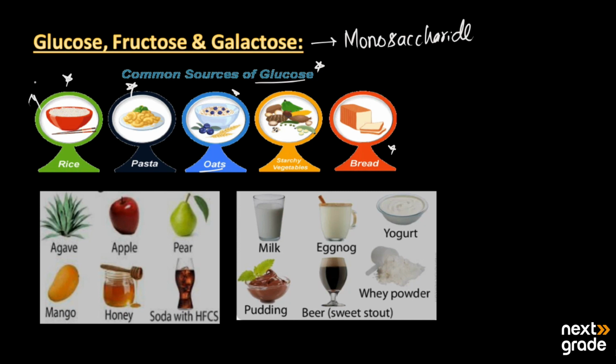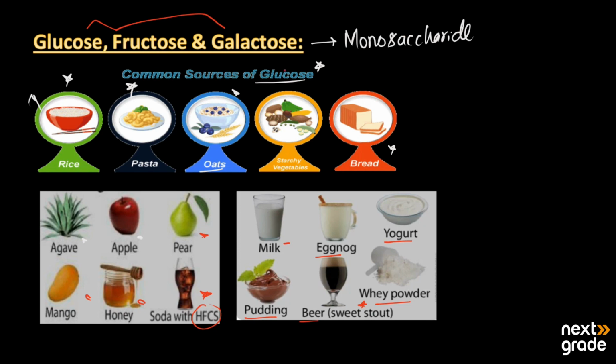On the other hand, we have agave, which is a plant. We have apple, pear, mango, honey, and soda, which has some chemicals in it. We have milk, eggnog, yogurt, whey powder, beer, which is a sweet stout, and puddings of different fruits. All of them contain these three types of monosaccharides: glucose, fructose, and galactose.